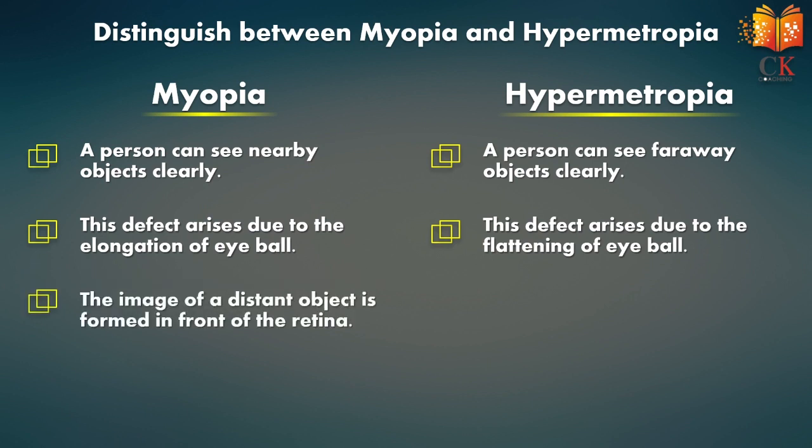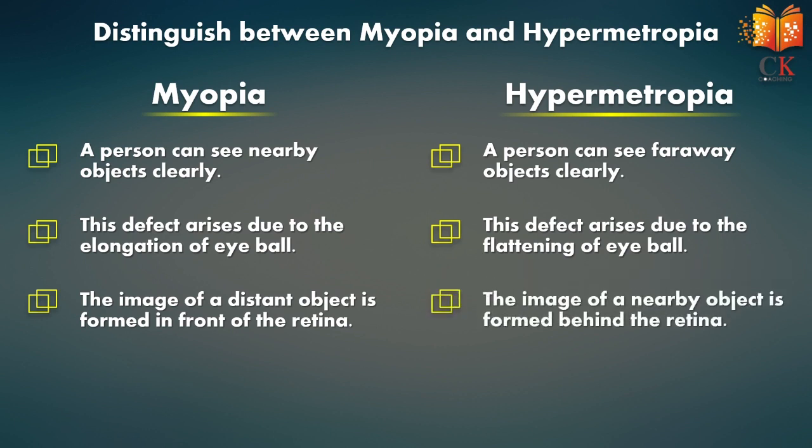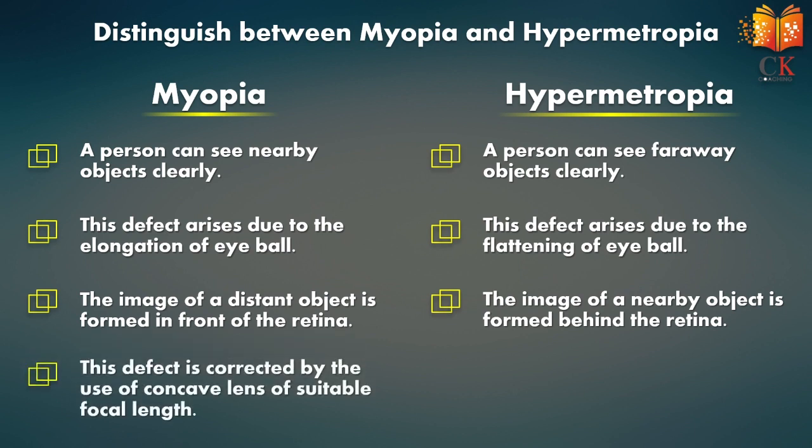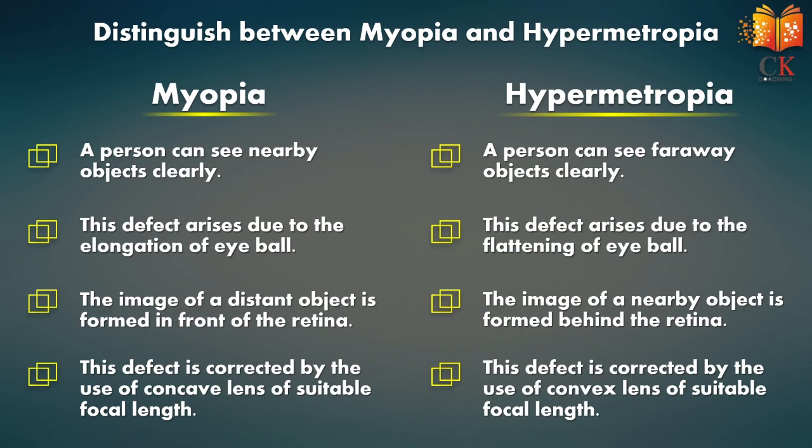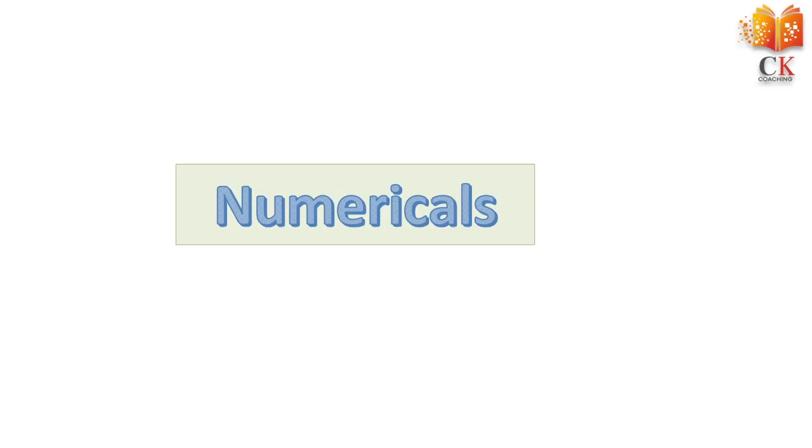Then the image of the distant object is formed in front of the retina in case of myopia, whereas in hypermetropia the image of the nearby object is formed behind the retina. Next, myopia can be corrected by using a concave lens of a suitable focal length so that we have a correct power, and for the correction of hypermetropia we will be using a convex lens of a suitable focal length so that we have a suitable power. So these are the 4 points of difference, which is more than enough for you to write in a 3 marker question. Let's see a few numericals based on this.